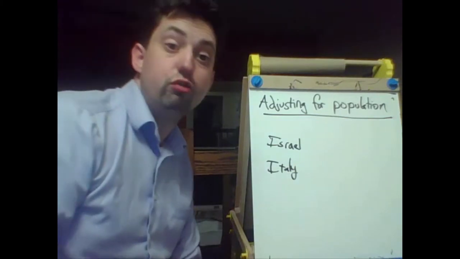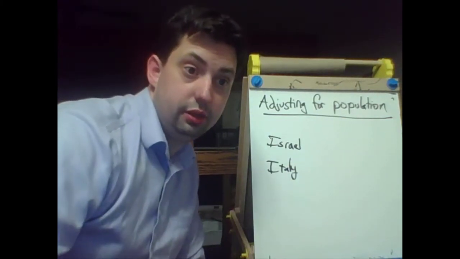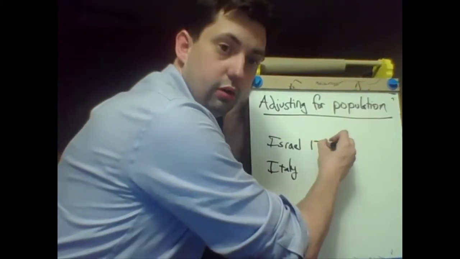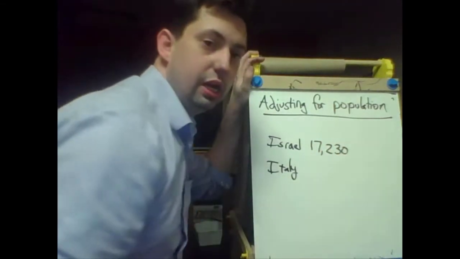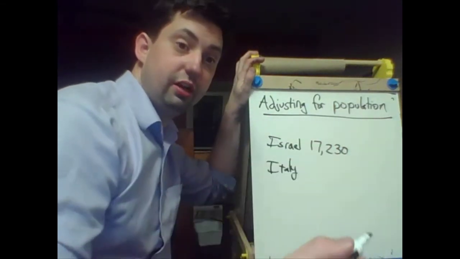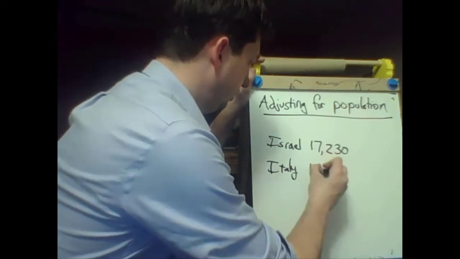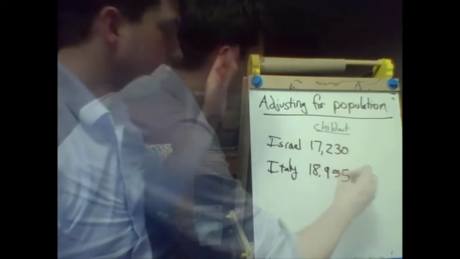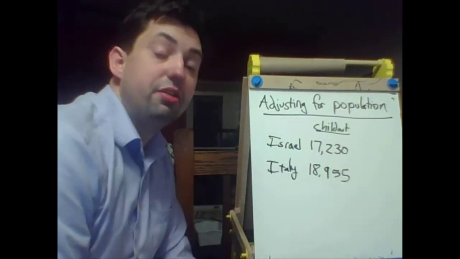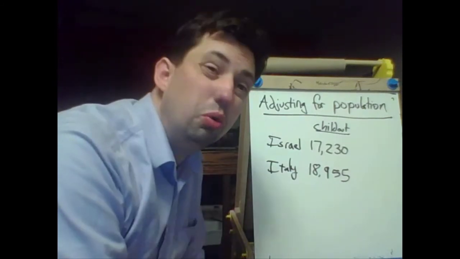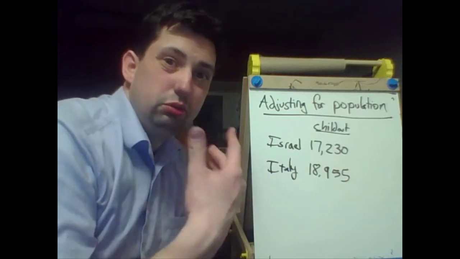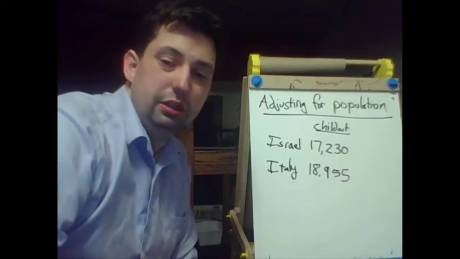Consider the two countries, Israel and Italy. They are right here. Israel has 17,230 children who are not in school, according to this data. Italy has about the same, 18,955. Does that mean that they are then in about the same boat as far as kids going to school, that they're about the same in terms of their ability to accommodate children to go to school?